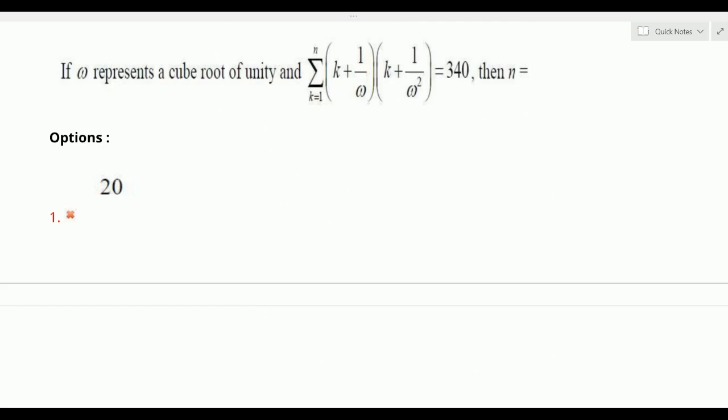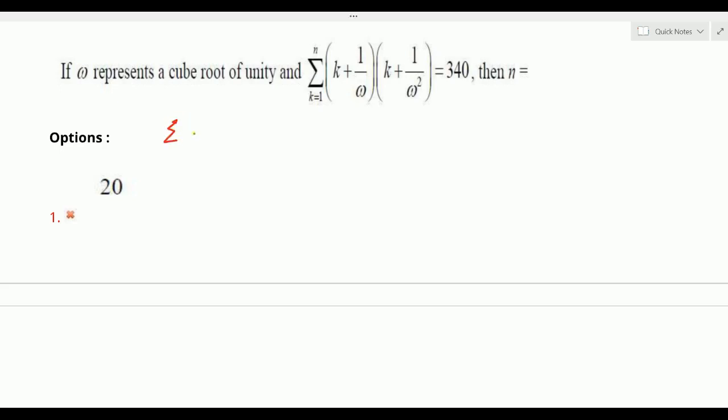Yes, this is the next question. What is given? If omega represents the cube roots of unity and sigma of k plus 1 by omega, into k plus 1 by omega square, where k varies from 1 to n, is given as 340, then we want the n value. దీనికి ముందు sigma expansion చేస్తున్నాను. What is the sigma expansion?